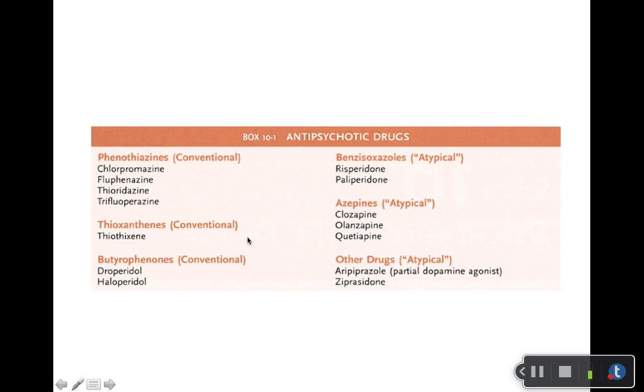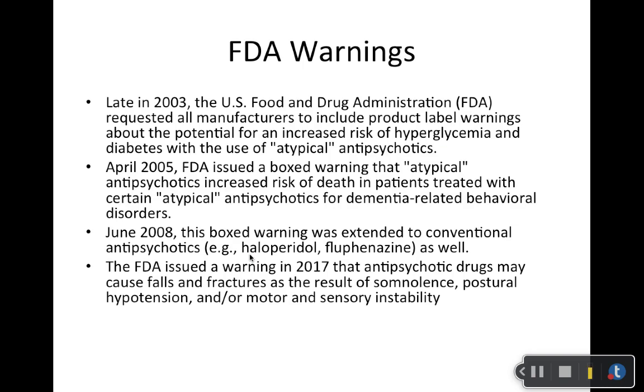So here's a breakdown. One way to organize it, I'm going to organize it a little bit differently. Definitely for studying purposes, make sure you know these categories, but then also make sure you know any other categories I mentioned. Like I said, conventional versus atypical, typical versus atypical, newer versus old. Definitely make sure you're keeping that straight. So let's jump into the specifics for antipsychotics.